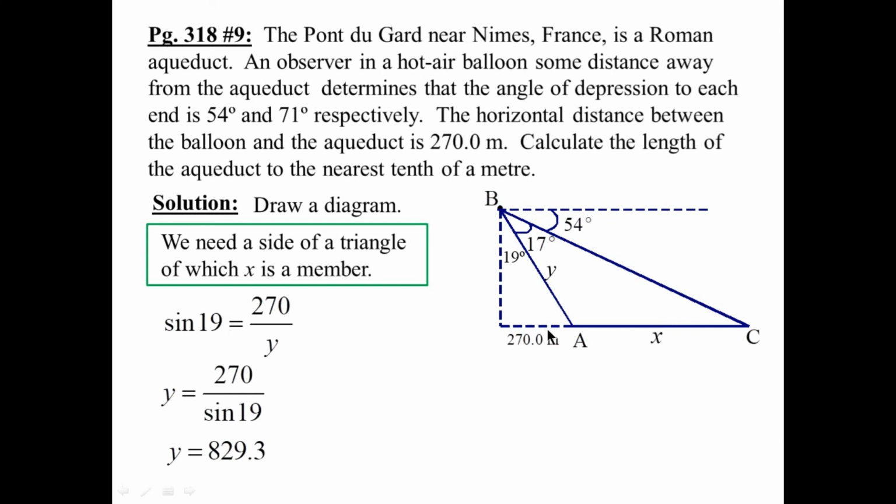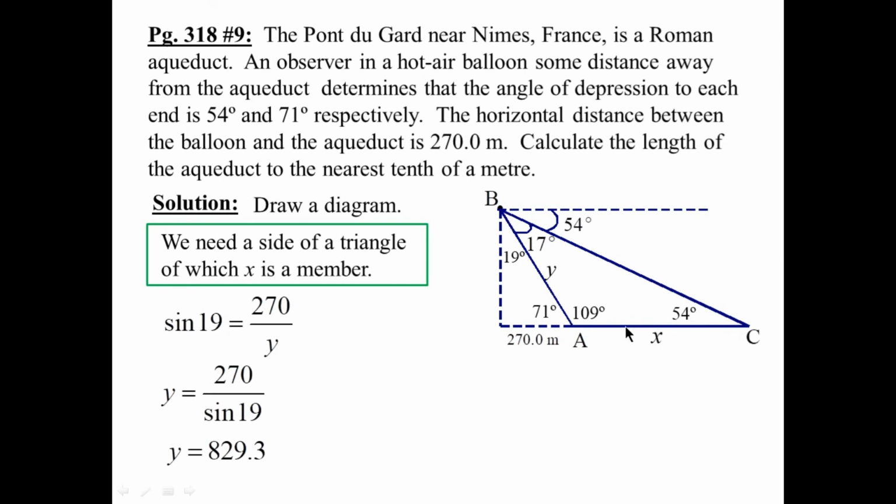Now it's just a matter of trying to figure out this angle here so that I can say y over sine of that angle equals x over sine of 17. Now I can see right away that that angle must be 54 degrees because this is 54, so this is 54. Another way to get it is to say the complement of 19 is 71. The supplement of 71 makes this 180, so that would be 109. And 109 plus 17 is 126, and 180 subtract 126 is 54. So we could have got it that way too, or by the Z pattern.